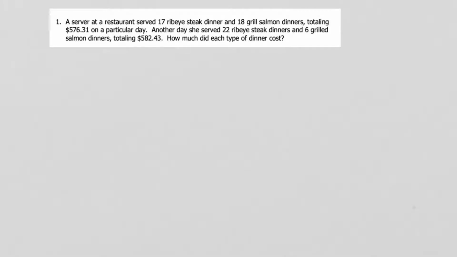Here we have some restaurant, and here's what we know. On one day, they served 17 ribeye steak dinners and 18 grilled salmons, totaling this much. And then on a different day, 22 ribeyes, 6 grilled salmon, totaling this much. So what we want to know is how much did each type of dinner cost?